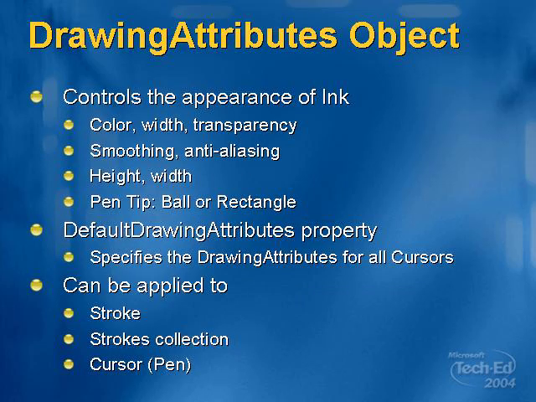Finally, as I mentioned, there's the drawing attributes object. This is where you control the appearance of ink with things like transparency and width and the smoothing and anti-aliasing of the ink and that sort of thing. There's a default drawing attributes property on the ink object and on stroke objects, on the ink collection object, so ink collector, ink overlay, and that specifies the default drawing attributes for any strokes collected using that object. You can override those at the stroke level, if you like, or even down to the cursor level.